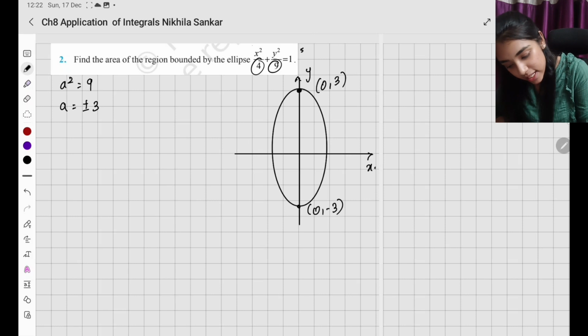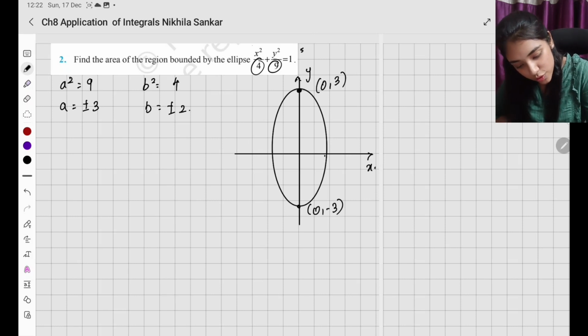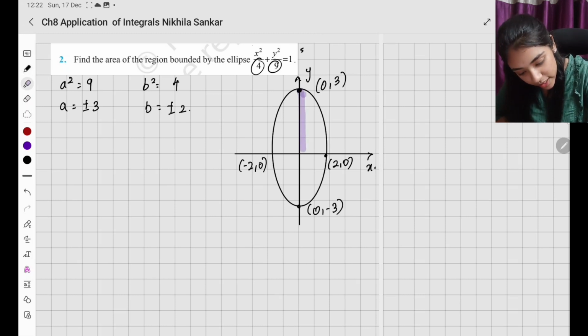இப்போ x க்கு என்ன இருக்கு? I have b square equals 4. b equals plus or minus 2. So this particular point is going to be 2, 0 and x coordinate illa. So it is going to be 2, 0 and this is going to be minus 2, 0. So similar to the previous question, I'm going to find the area of this particular shaded region and this is going to be my A1.